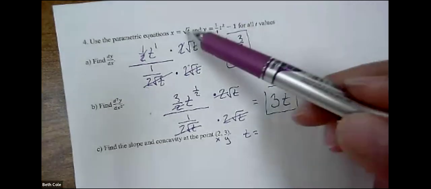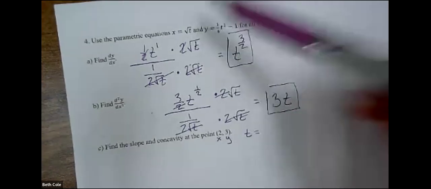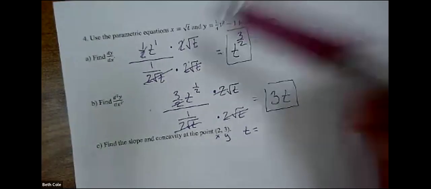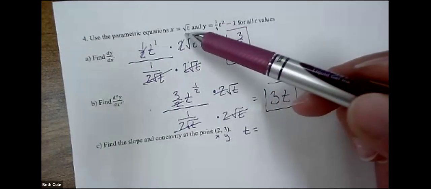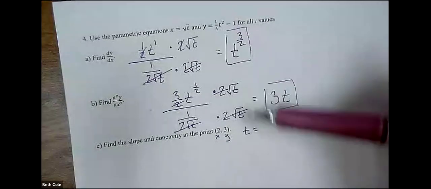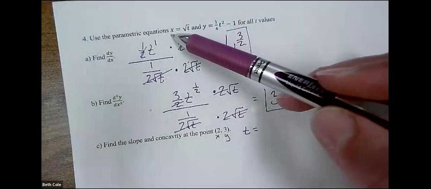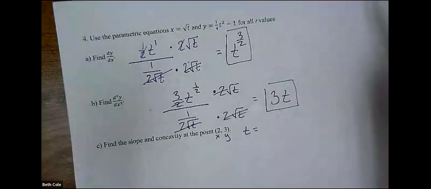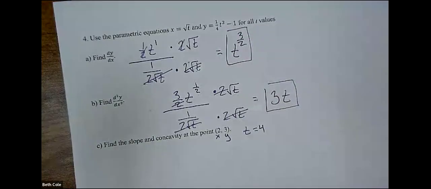So you're going to look and see which one of these equations you think is easier to use, because it actually doesn't matter. In this case, I think x is a little bit easier to use. You're welcome to agree or disagree. But if x is 2, what is t going to be? 4. Square root of 4 gives you 2.